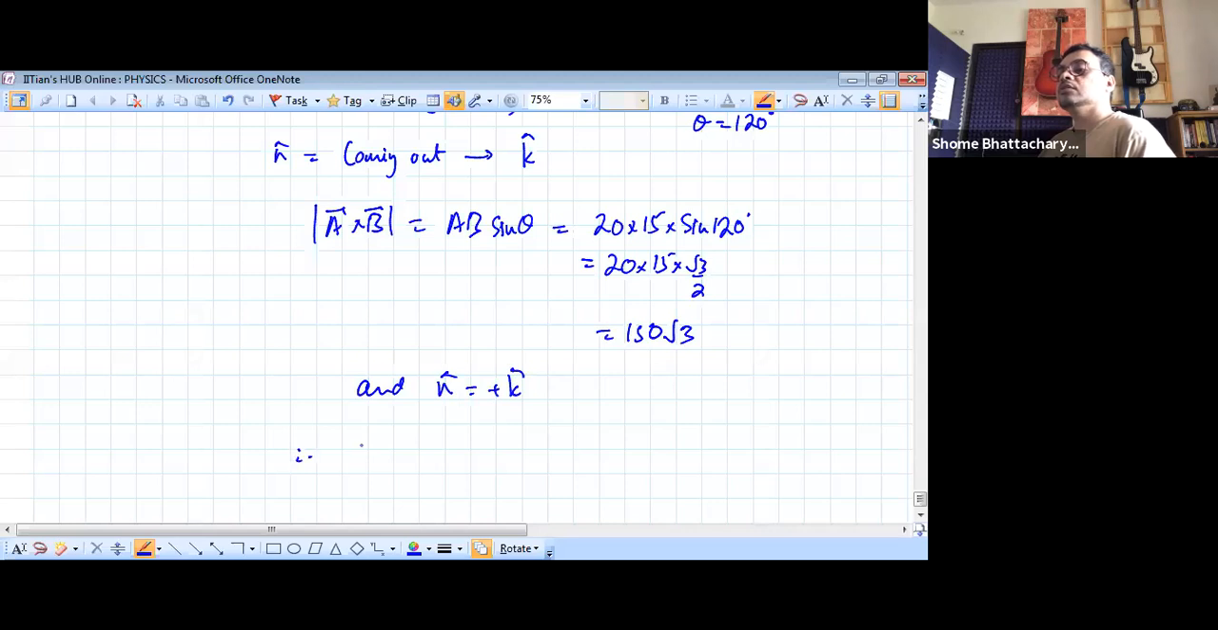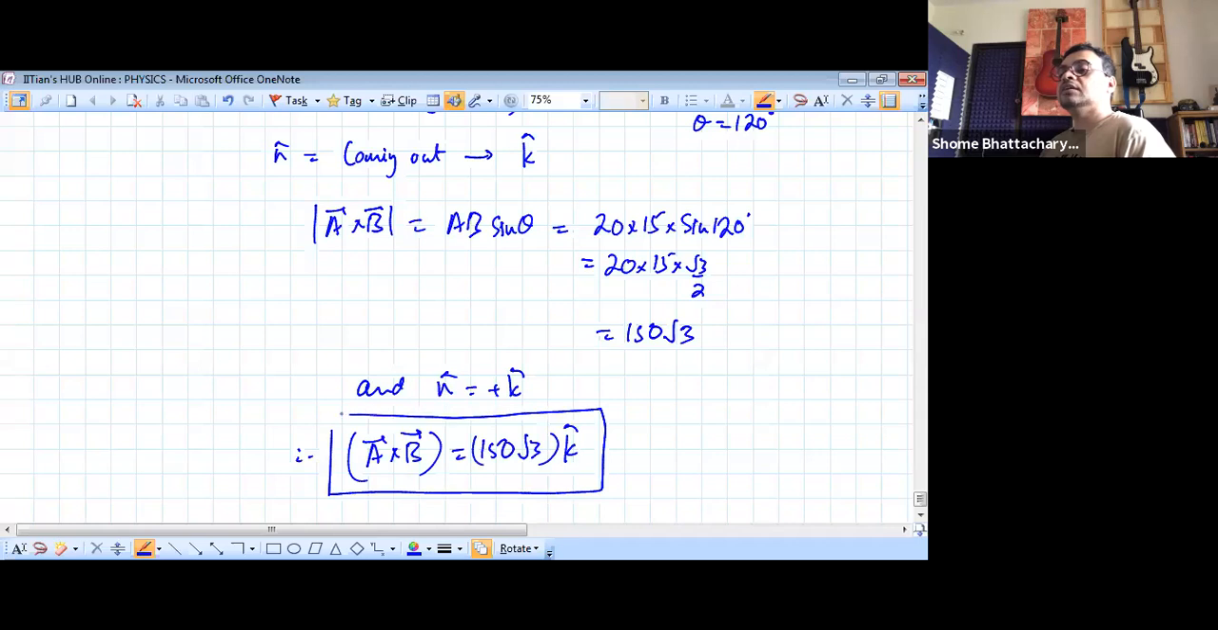So therefore, A cross B becomes 150 root 3 k cap. This should be our final answer.